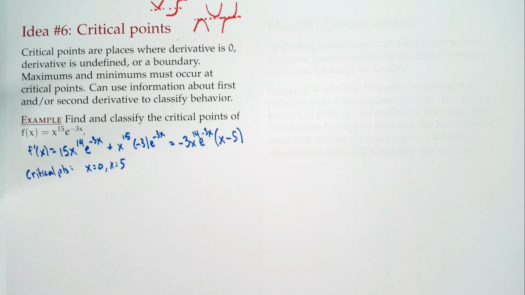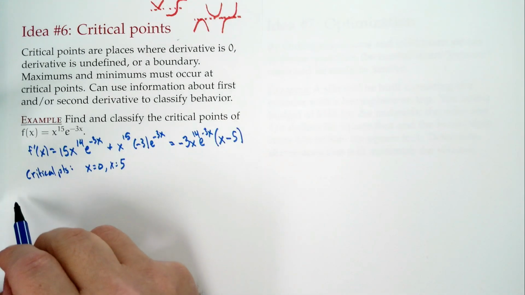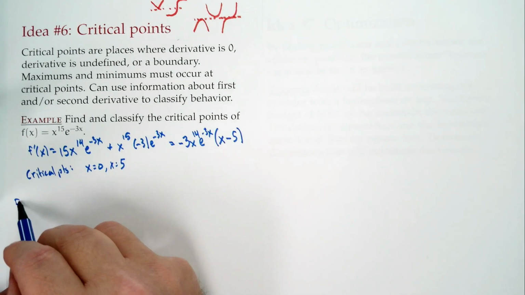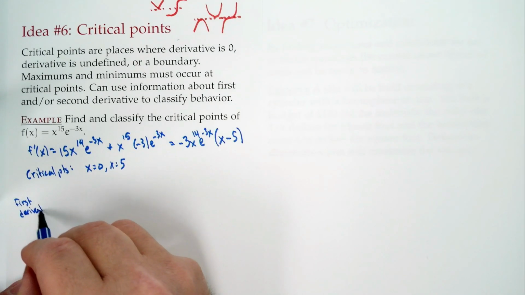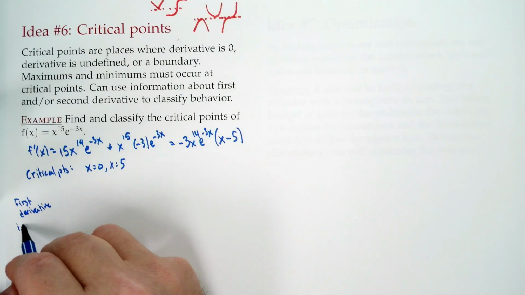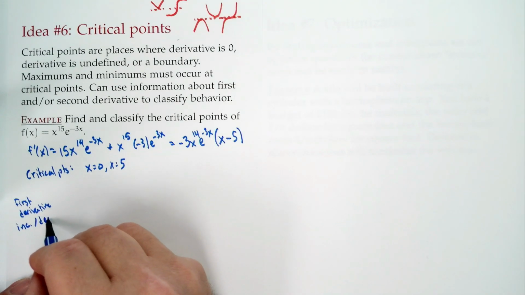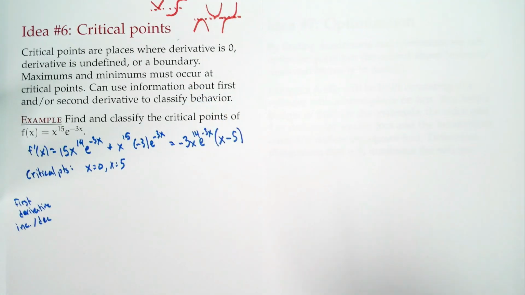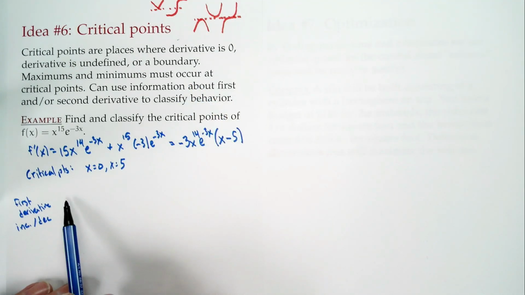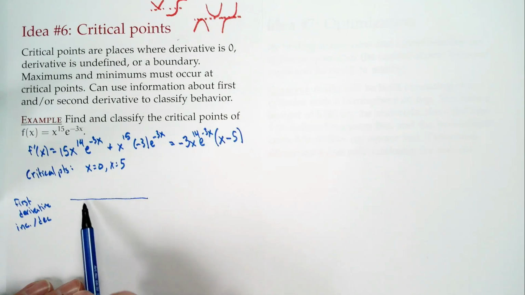So how do we determine it? Well, if we're going to use the first derivative test, let's look at the behavior. Now, what does the first derivative tell us? It tells us increasing or decreasing. In other words, is your function going uphill or is it going downhill? So we can use this information and we can do a little plot here.